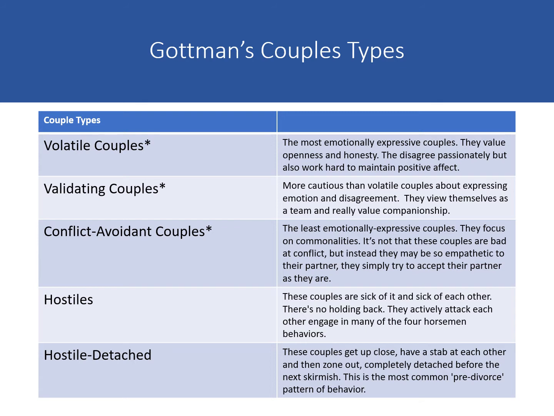You can find a similar chart to this in your textbook on page 148, but there are a couple of differences that I wanted to point out. On my chart, you can see that I've listed 5 different couple types. In the book, they really only refer to 3 types, the 3 types that I have asterisks by. These types are referred to as functional couple types. So Gottman would argue the volatile couples, the validating couples, and the conflict avoidant couples are all functional. Individuals in this type of relationship all report being satisfied.